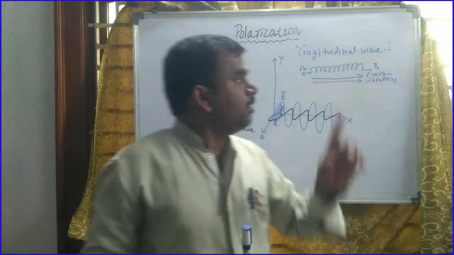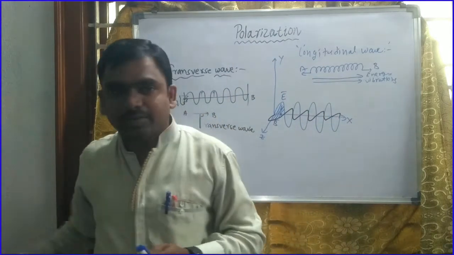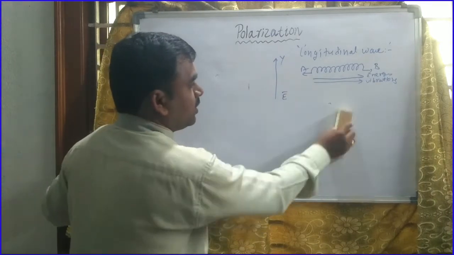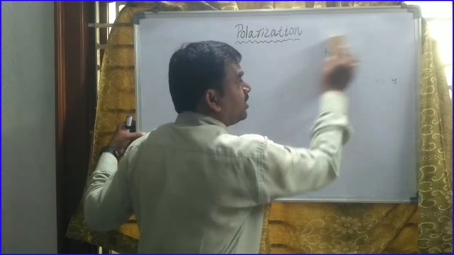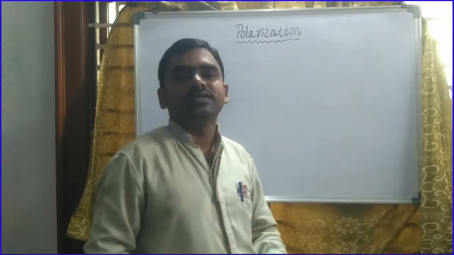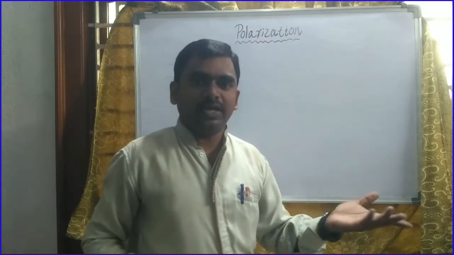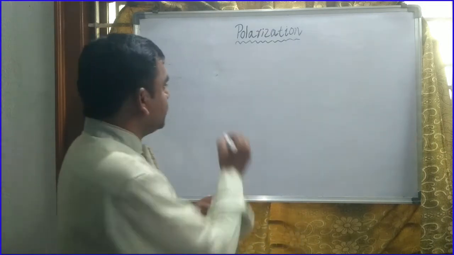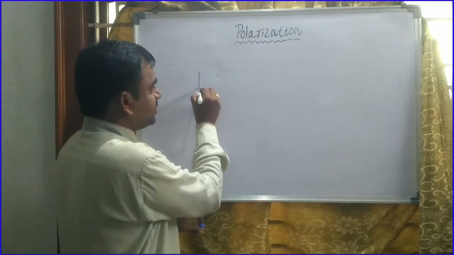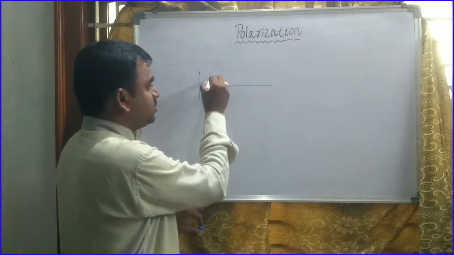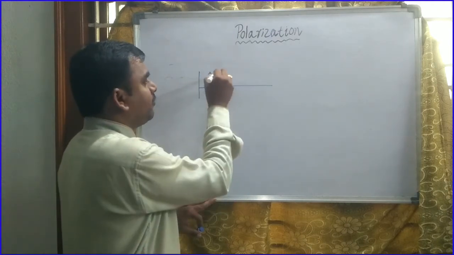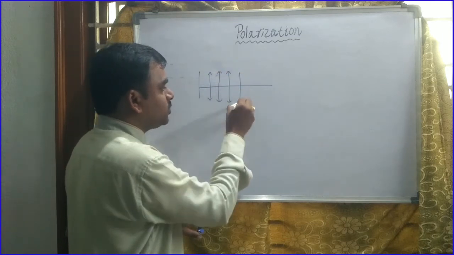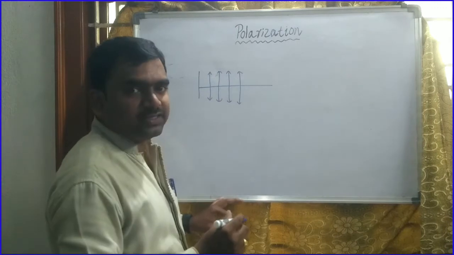First of all, to understand that, we have to take an unpolarized light. What do we have to take? Unpolarized light. Unpolarized light means normal light coming from the sun or a tube light. That is unpolarized light. As we know, unpolarized light has a number of different directions of vibrations. But here I am not taking all the vibrations, only two vibrations.